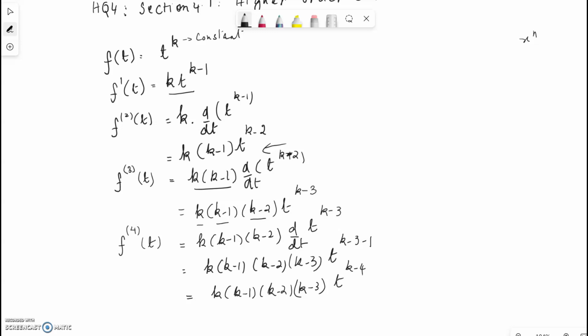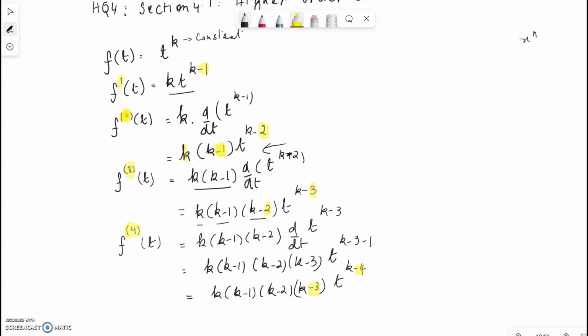Okay, so let's see what the pattern is. If it's the first derivative, look at the exponent, it's k minus 1, and it's k times t to the k minus 1. If it's the second derivative, it is k times k minus 1. Notice if that's a 2, this is a minus 1. If that's a 2, this is a k minus 2. This is a 3, this is the third derivative. That's a minus 2, and that's a minus 3. If that's a 4, notice the pattern, that's a minus 3, and that's a minus 4.